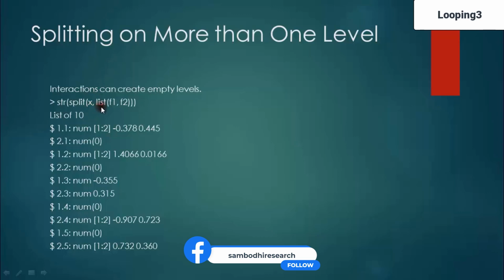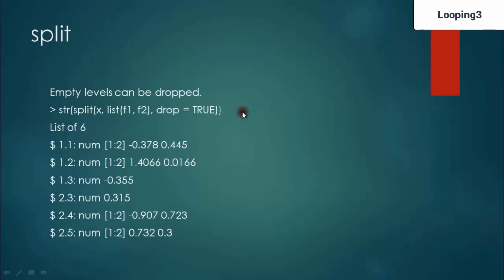So when I use str of split, of x comma list of f1 comma f2, you will have num of 1 to 2 and num 0. You will find all these empty levels, num of 0 here, num of 0 here, num of 0 here, num of 0 here. Basically there are 4 empty levels when you use splitting on more than one level.